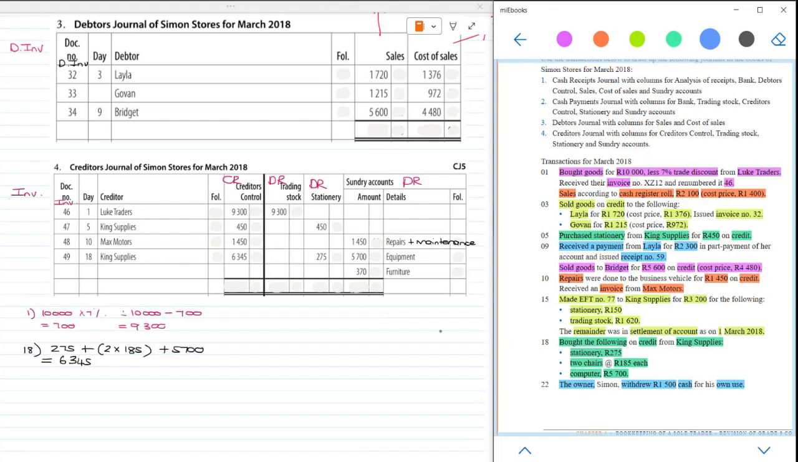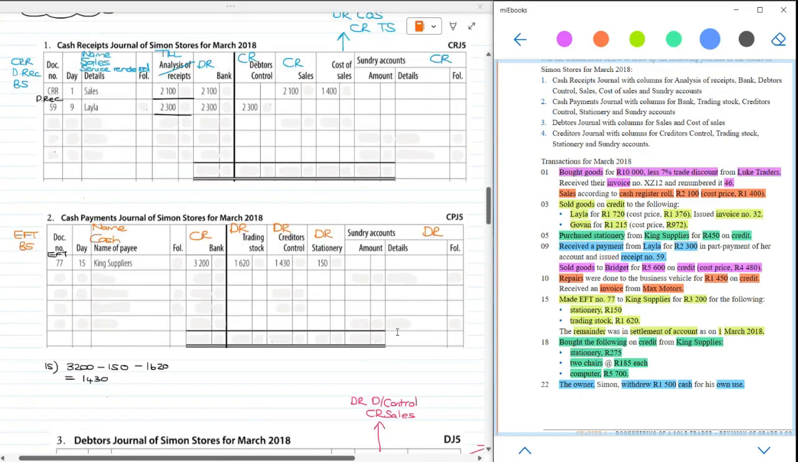CPJ transaction. So in my CPJ, he withdrew it at the ATM, so my source document will be a bank statement. The date was the 22nd. The name of the owner is Simon. How much did he withdraw in total? 1,500. When it's for personal use, we know this is called drawings. We don't have a drawings column, so in the sundry account, 1,500, and this is my drawings.